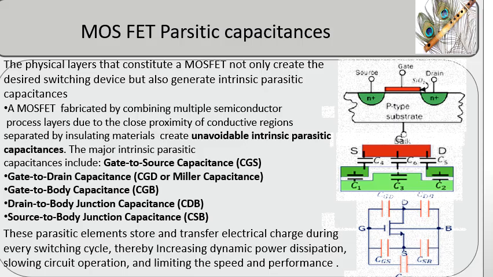Among these, CGS largely determines the input charging requirement, while CGD, commonly known as the Miller capacitance, has the greatest influence on switching speed by coupling the input and output during transitions. The combined effect of these parasitic capacitances increases the charging and discharging time of the transistor, resulting in higher dynamic power consumption, increased propagation delay, slower switching speed, and limitations on the maximum operating frequency of the designs.